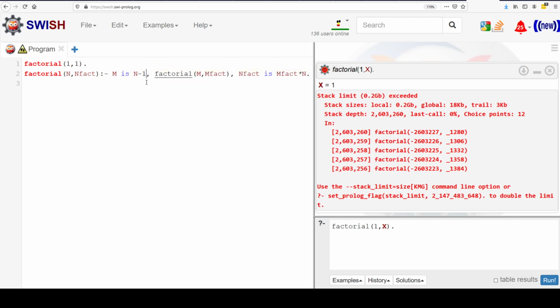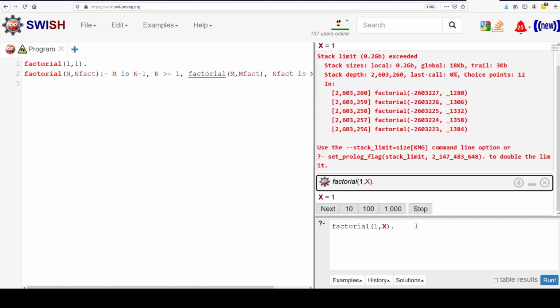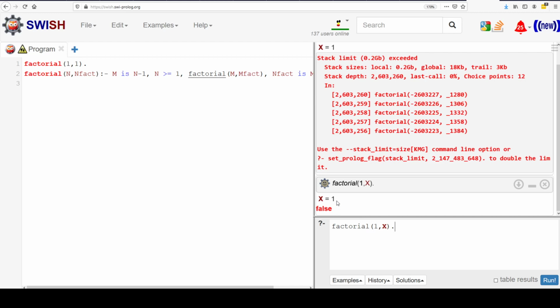We could put a limit in here. We could add something like n is greater than or equal to 1. But this still runs, right? We still find x equals 1, and then we keep hunting for another answer and then get cut off because we cut ourselves off here. Without this limit of n greater than or equal to 1, we'd go forever, as we saw the first time.